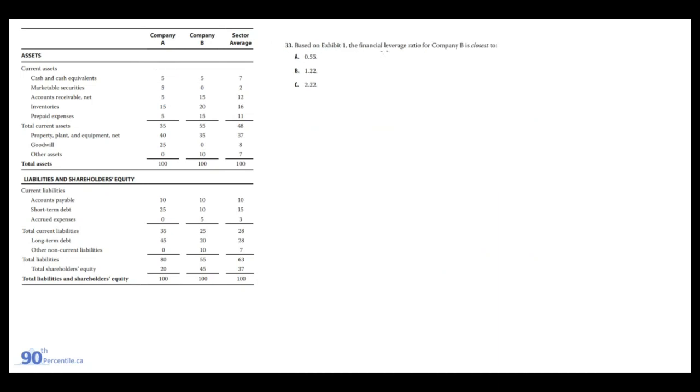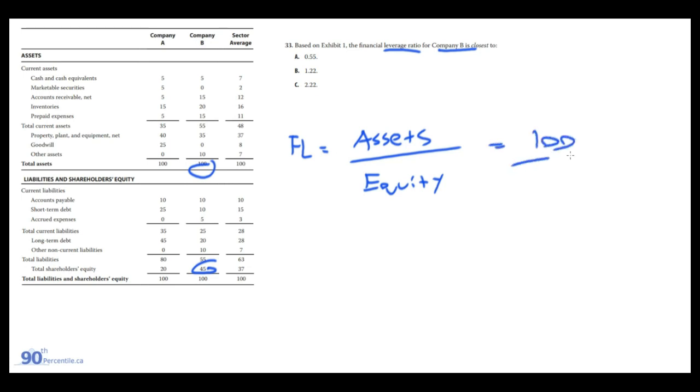Based on the same exhibit, the financial leverage ratio for company B is closest to what? So the financial leverage ratio is total assets over equity. So for company B, that is 100 over, sorry, shareholders' equity 45. So 100 over 45, which is 2.22.